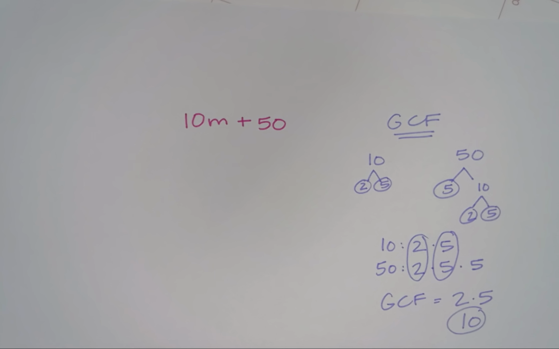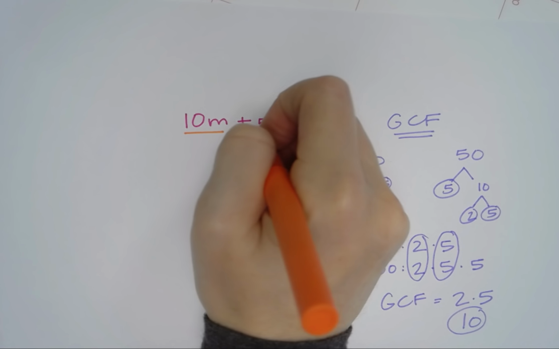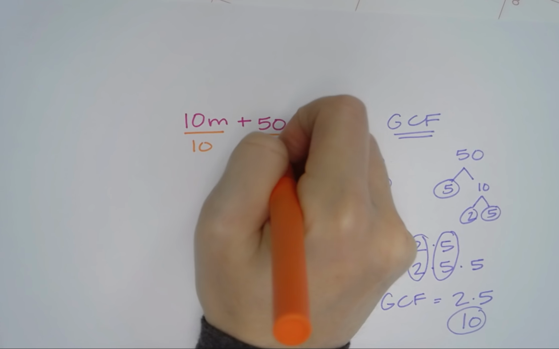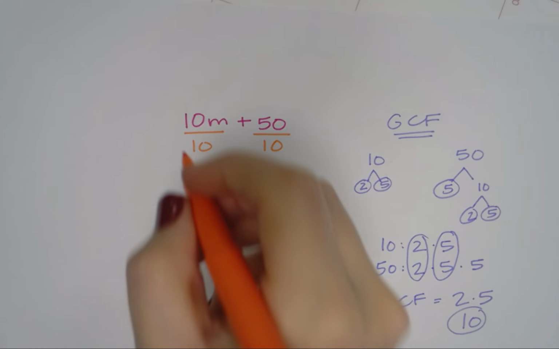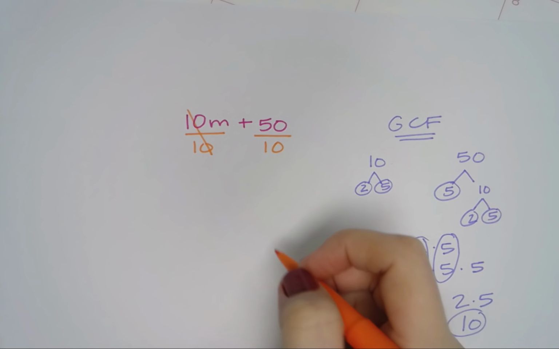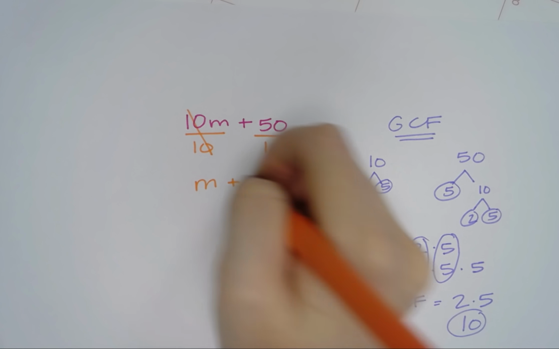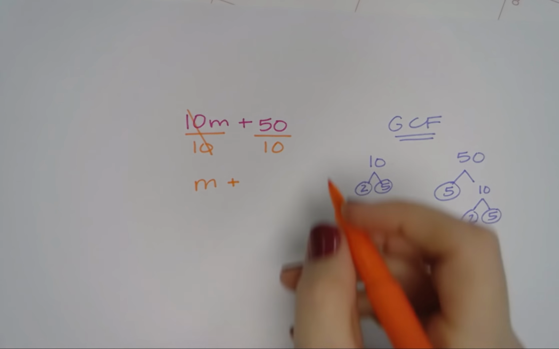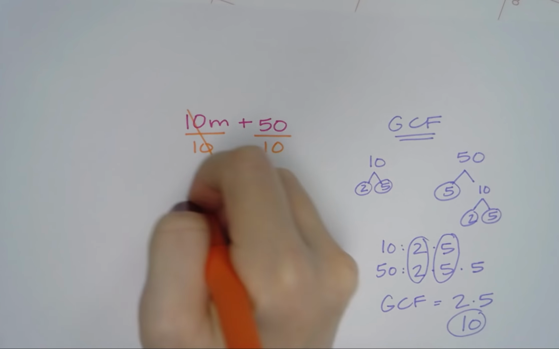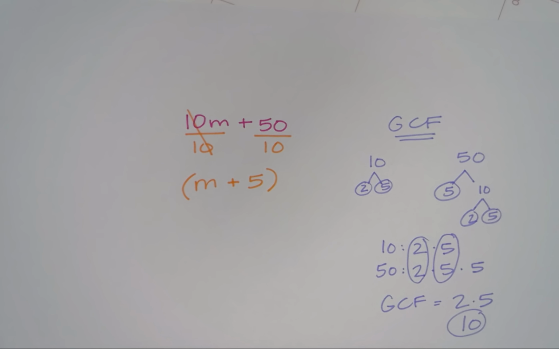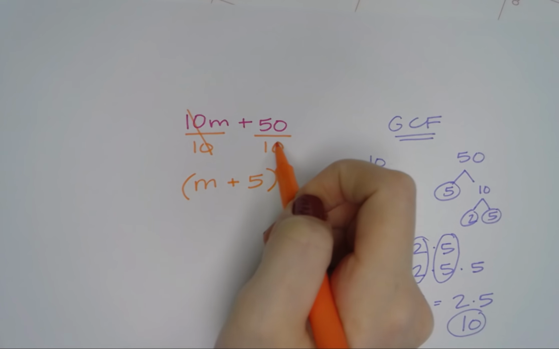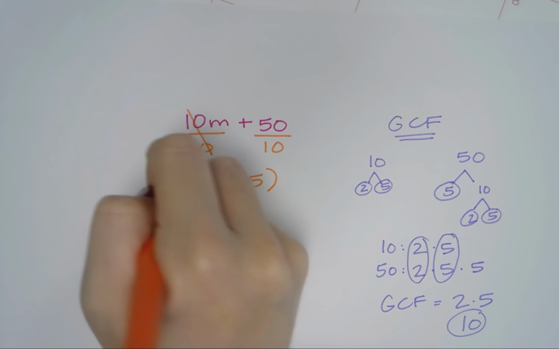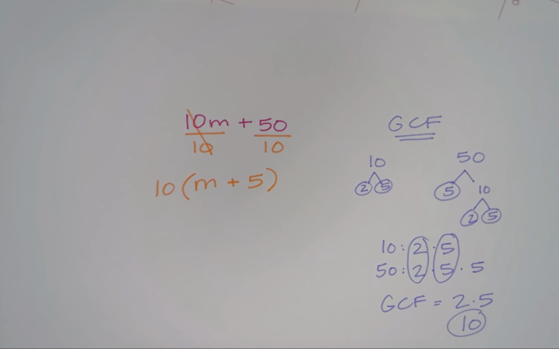So I'm going to use 10 to factor my expression. So I'm going to divide both by 10. 10m divided by 10 is just 1m, so I'm left with m. 50 divided by 10 is 5. And then whatever I divided by, whatever my GCF is, I'm going to put on the outside of my parentheses. And that's it.